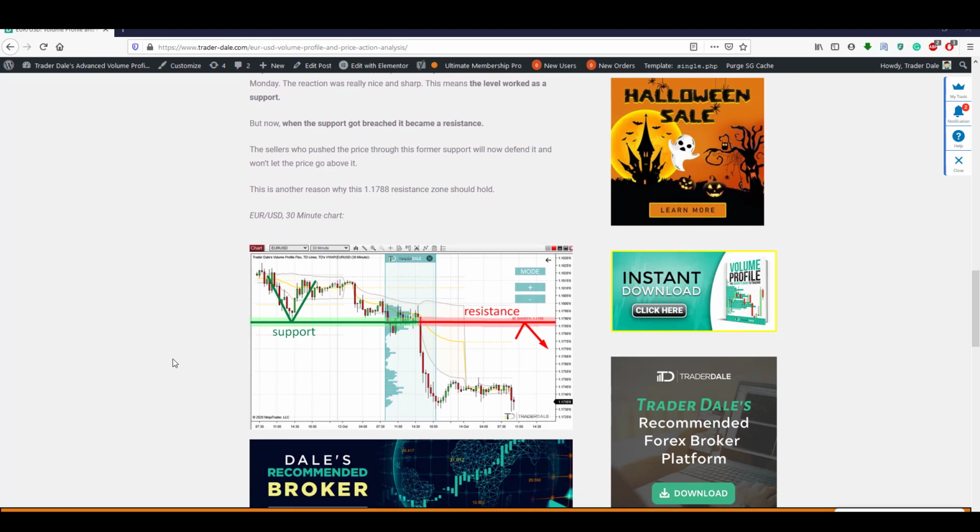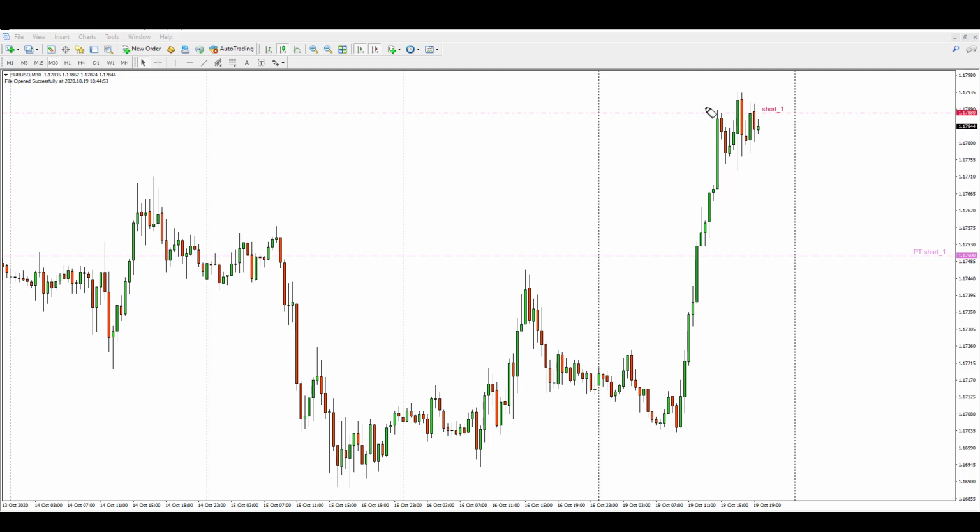There was also one more confluence, support becoming resistance. The price worked as a support, and then it was expected to work as a resistance. And yeah, this is how it went. This was the reaction to the level.